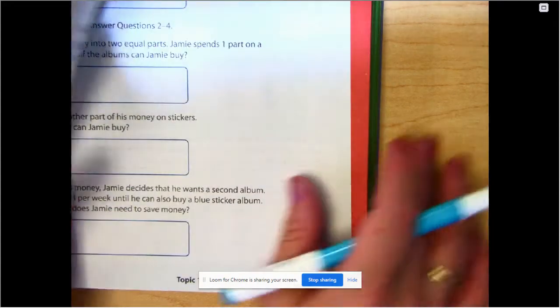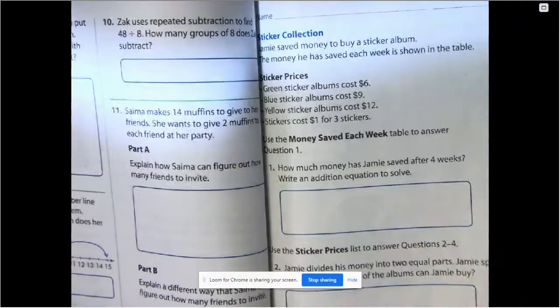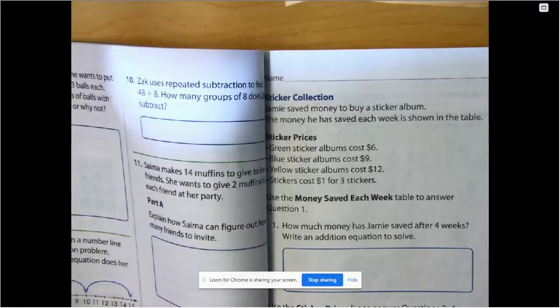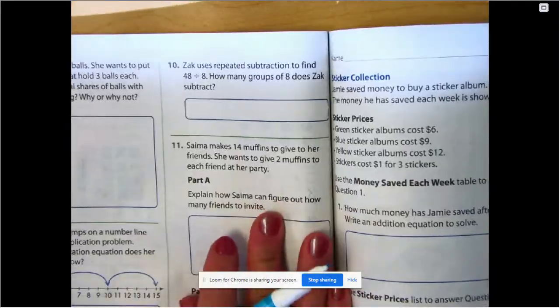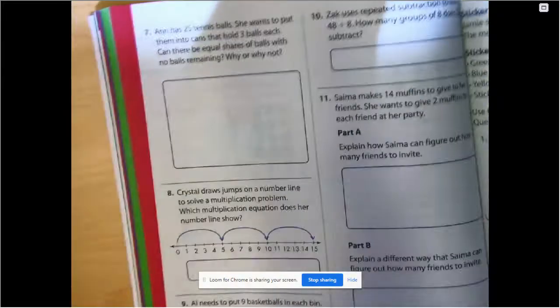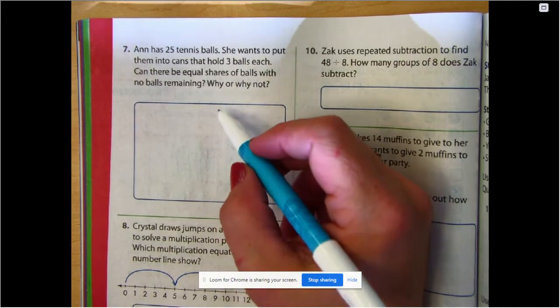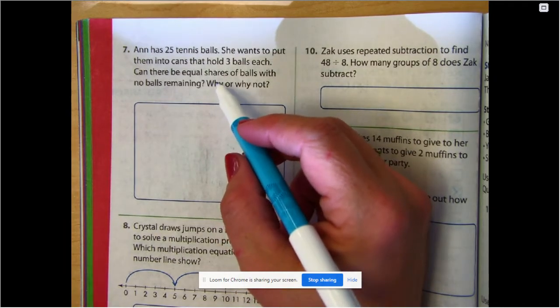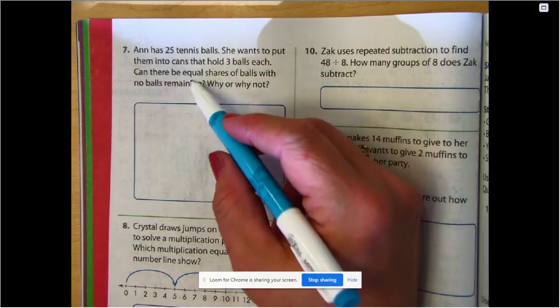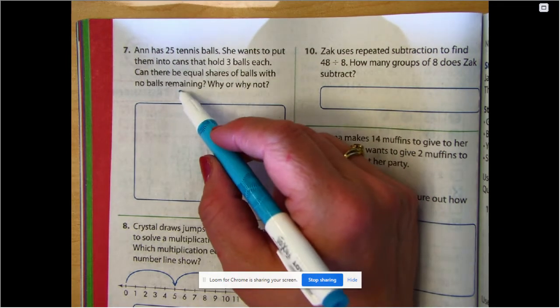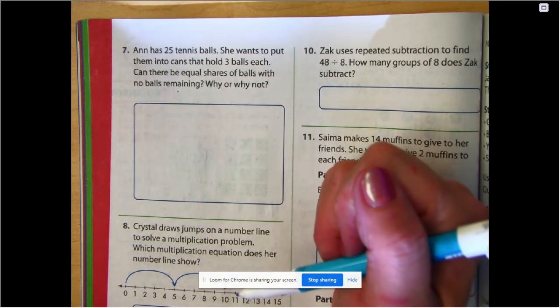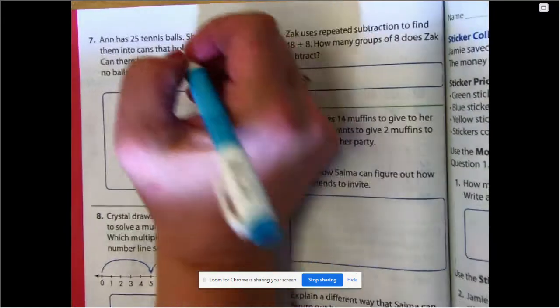Okay, let's go ahead and turn the page. We're going to go to number 7. Let's see if I can get that to turn in here a little bit better. Okay. Anne has 25 tennis balls. She wants to put them into cans that hold 3 balls each. Can there be equal shares of balls with no balls remaining? Why or why not? All right, let's draw a picture here.